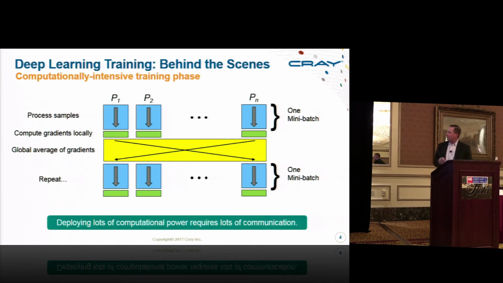Behind the scenes, what we see when we look at deep learning training is a computationally intensive training phase. We process samples, we compute gradients locally, we globally average the gradients, wash, rinse, repeat. We keep doing this over and over again. So you can see where HPC, fast networks, and lots of computational power really help to speed up the training cycles.